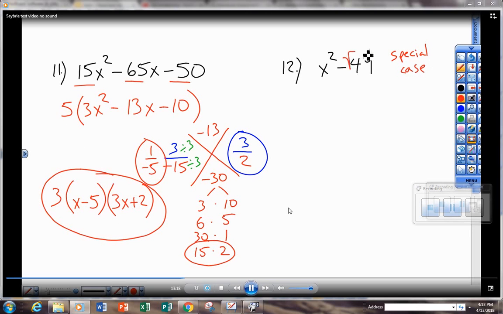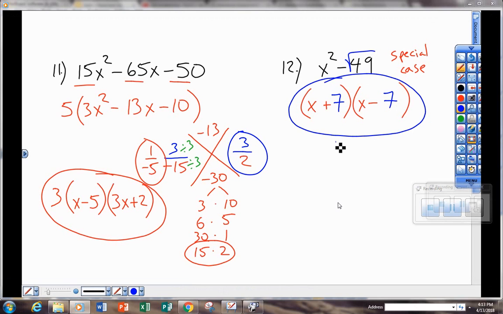All right, special case. This is a square rootable number and a minus there. So again, that's going to be the one where you have x plus a number, x minus a number. So x plus the square root of 49, x minus the square root of 49. So that's x plus 7 and then x minus 7.